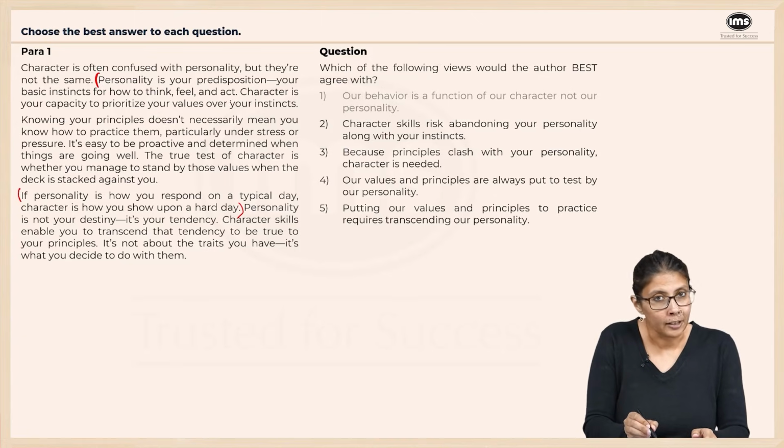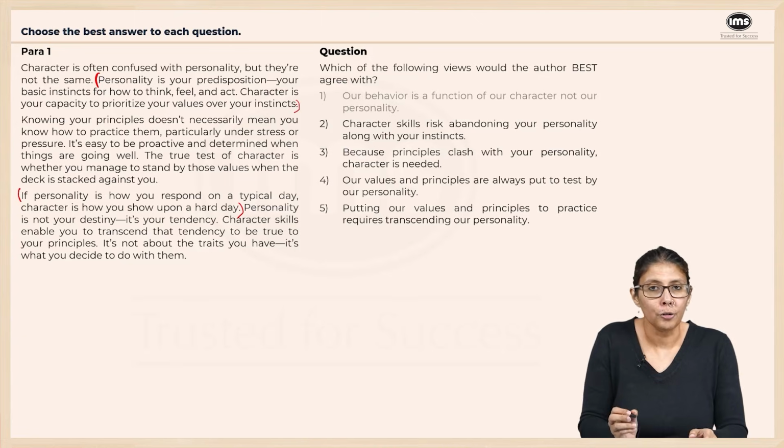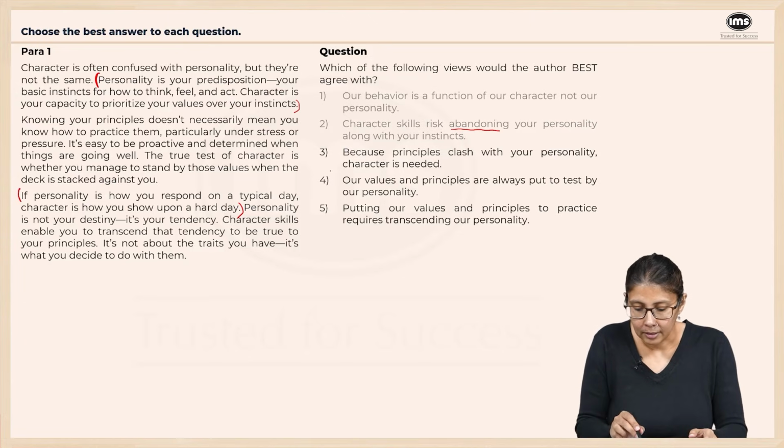Personality is your predisposition, your basic tendencies. Character is your capacity to prioritize your values over your instincts. But it does not mean that you are completely abandoning your personality or instincts. So, because of this, I think we can eliminate two. The third one says, because principles clash with your personality, character is needed.